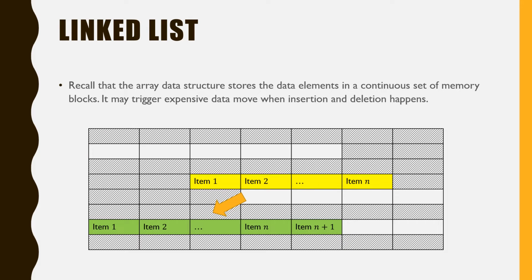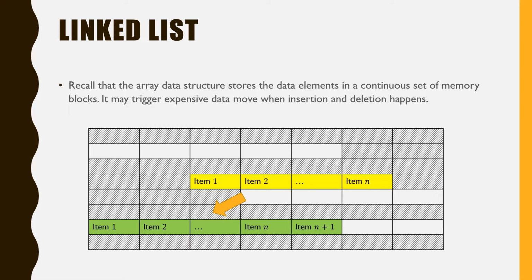To motivate linked list, let's review a little bit of the array data structure. We know that the array data structure stores data elements in continuous memory blocks. And the biggest problem with such an implementation is that when we need to insert or delete an element, it may trigger expensive data moves. For example, say we are storing n data elements in the yellow blocks and try to insert another one, but the next memory block is already occupied. In this case, we have to move all n data elements to a new place before inserting the new one.